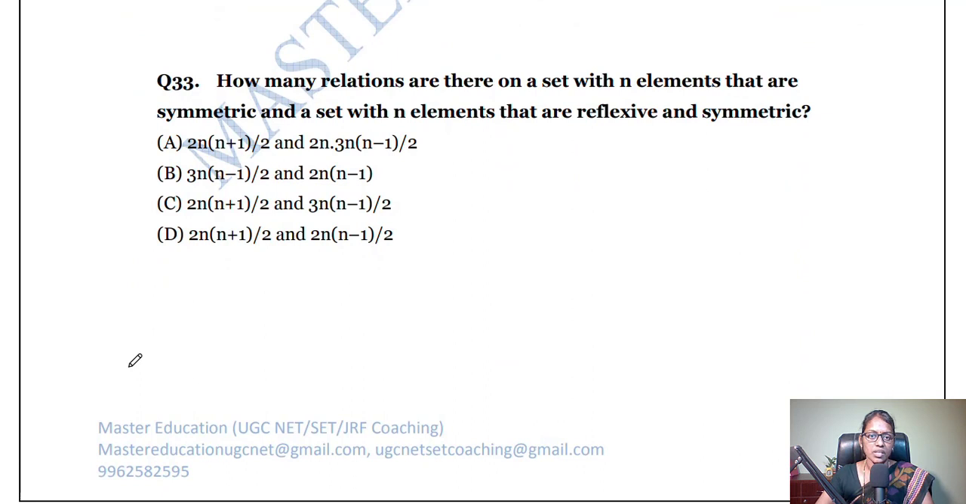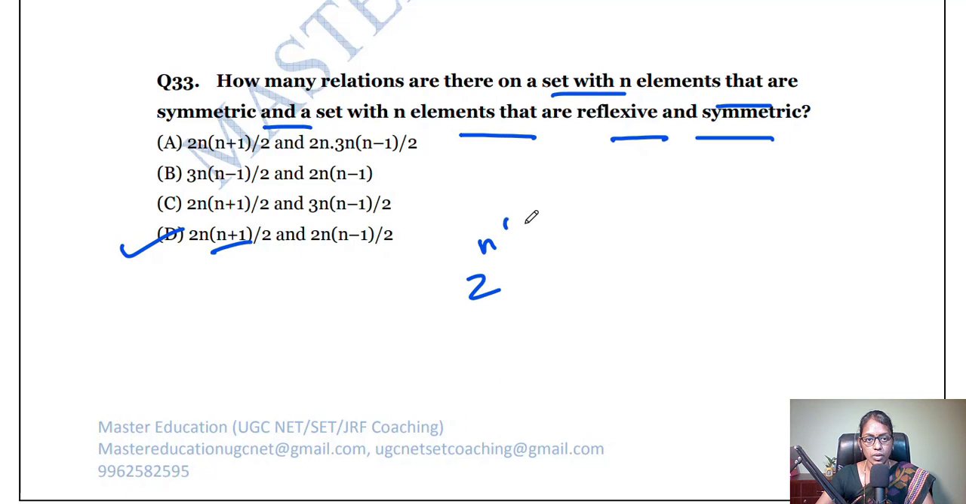The next question: how many relations are there on a set with n elements that are symmetric, and on a set with n elements that are reflexive and symmetric? Here the answer for symmetric is 2 power n into n plus 1 divided by 2, and for reflexive and symmetric it is 2 power n into n minus 1 divided by 2.